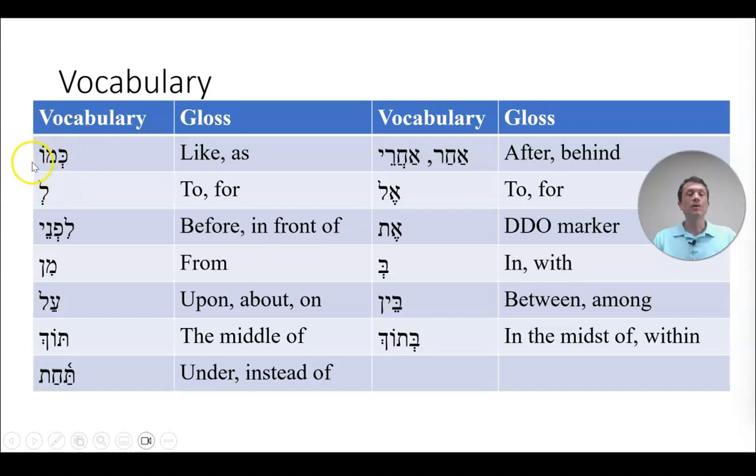This vocabulary word up here, kamo, means like or as. It's basically the preposition kaf. The lamed bound preposition le. The preposition lifnei, before or in front of. Min, which you already know, is from. Al, upon, on, about. Here's toch, in the middle of, you can see it next to betoch, and then tachat, under or instead of. So nice to have some review for vocabulary.